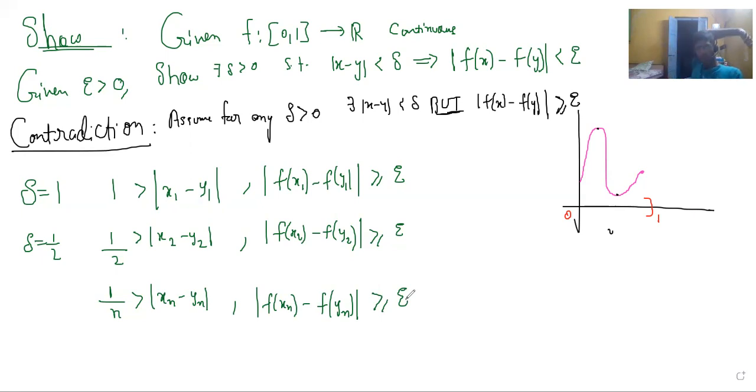We have a sequence of xi's and a sequence of yi's, and their gap is becoming smaller and smaller. So you have two sequences which are going towards the same place. We want to show that the functional values will also go towards the same place. Well, are they going to a place? That is the question.